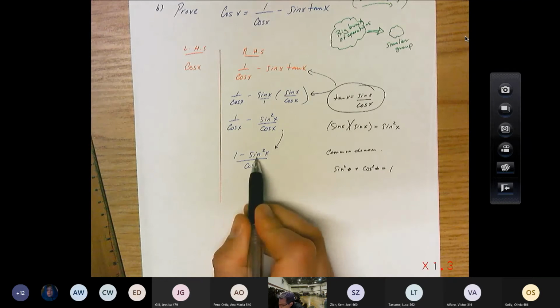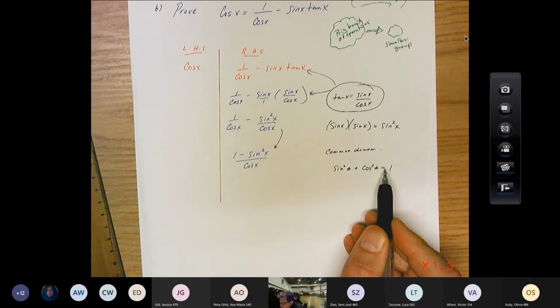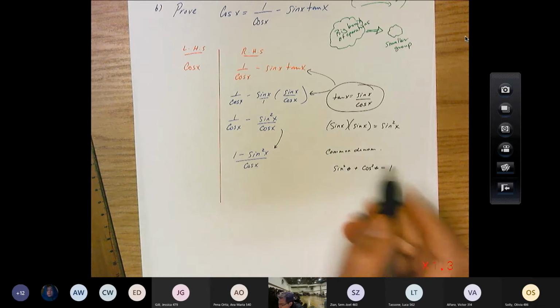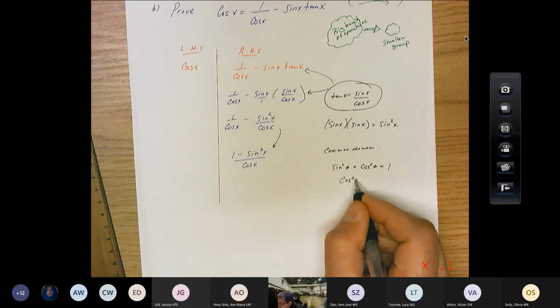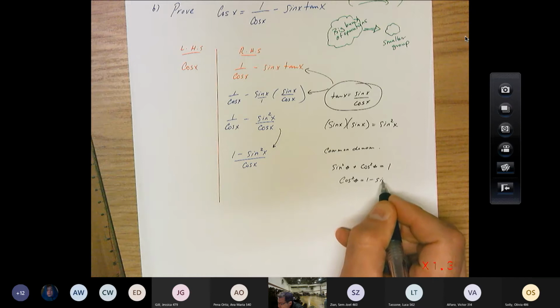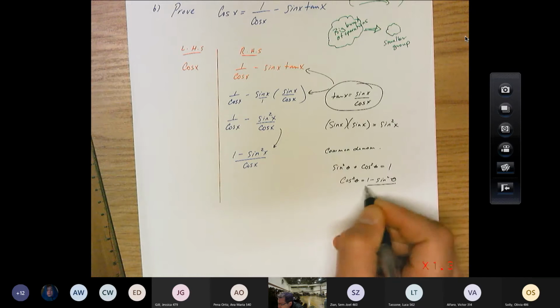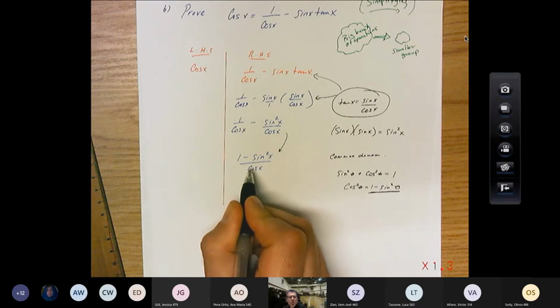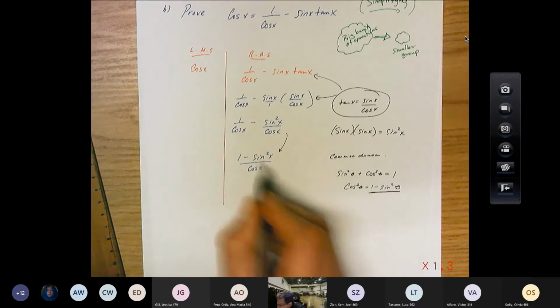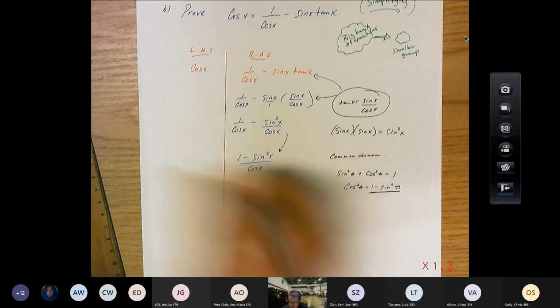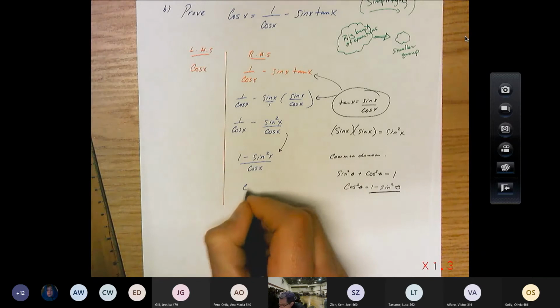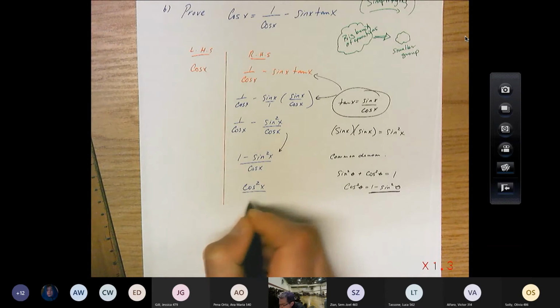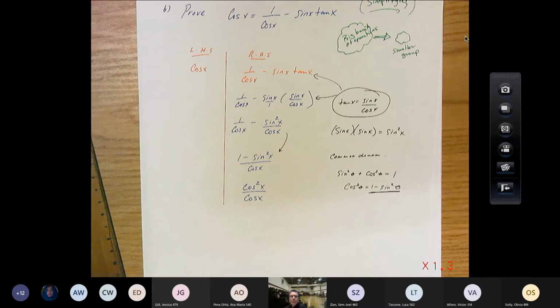But this is 1 minus sine squared. It's not the same. This one has cos squared theta equals 1 minus sine squared. Oh, wait. I got 1 minus sine squared theta, and I got 1 minus... wait, those are the same. So that means I could replace this with a cos squared. Okay. Do you see what I see?